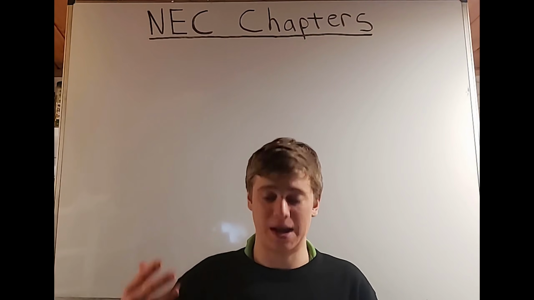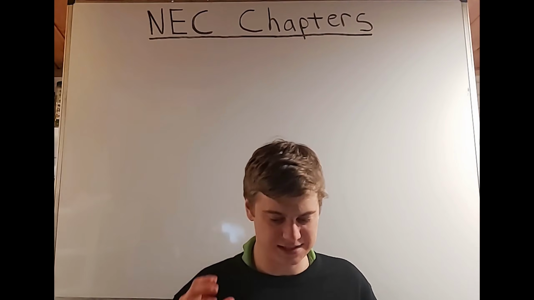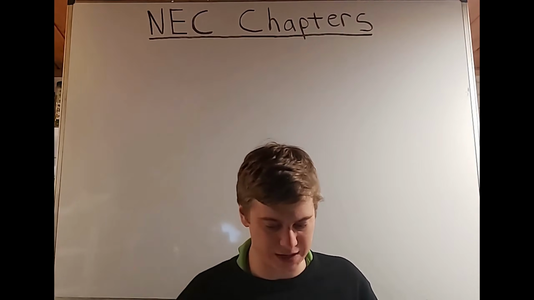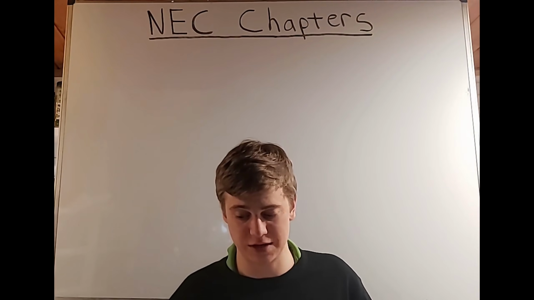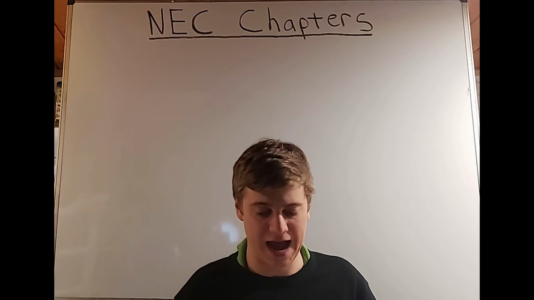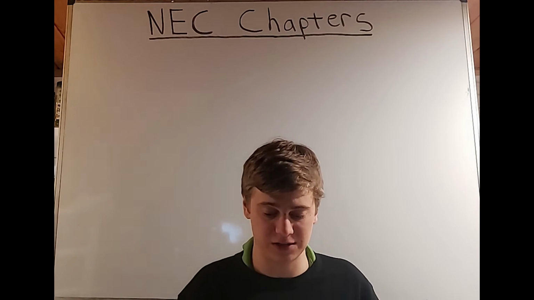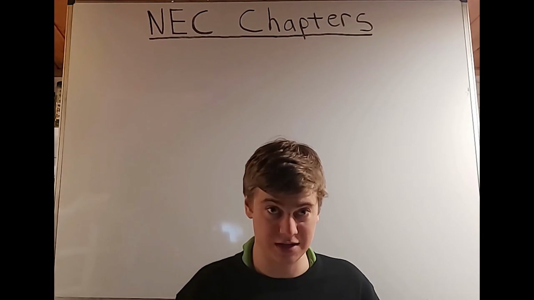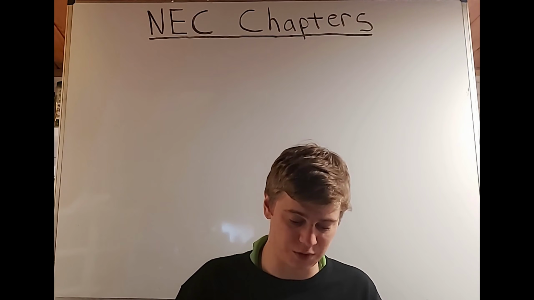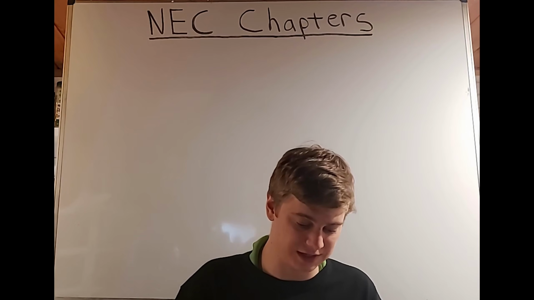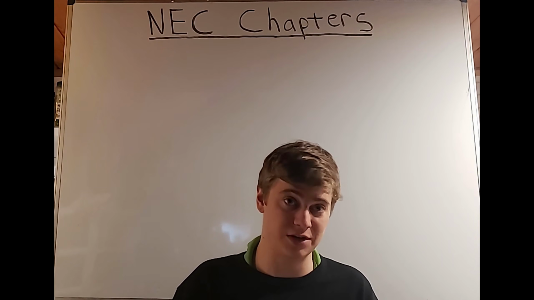Okay, now we're in chapter 5, hazardous or classified locations. Classes 1, 2, and 3, divisions 1 and 2. Okay, and make sure that you know that these are the hazardous or classified locations when they're talking about class 1, 2, and 3, division 1 and 2. This is different than class 1, 2, and 3 remote control signaling and power limited circuits that you're going to find in article 725.